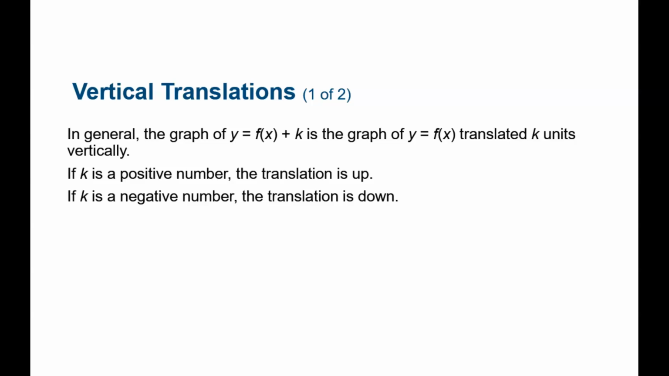In general, the graph of y equals f of x plus k is the graph of y equals f of x translated k units vertically. If k is a positive number, the translation is up. If k is a negative number, the translation is down.